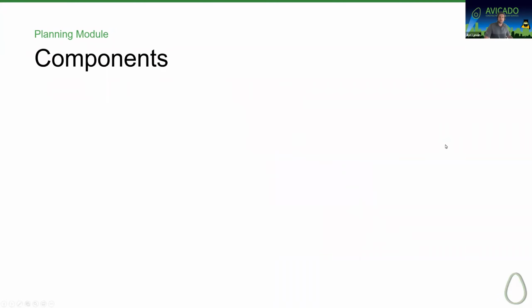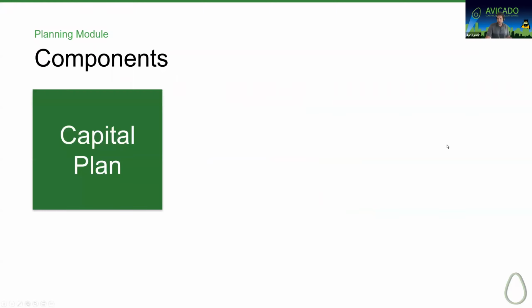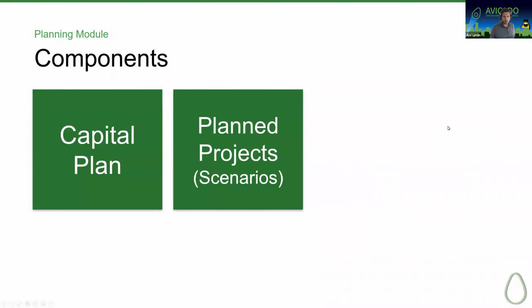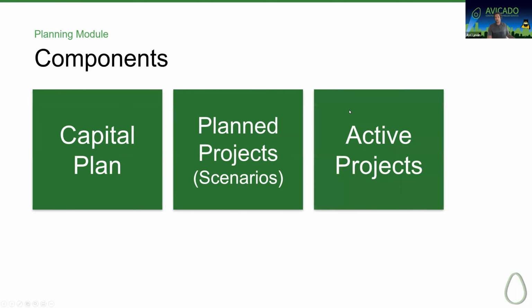So the components of the planning module: the capital plan, which is the interface after all the data is entered, where you can view, modify, and plan your program. There's a planned projects or scenarios area. This gives you the ability to input projects that are in a planning stage that you don't have an official budget for, and it will show you how it will affect your program's cash flow. It's very flexible, and this is kind of the sandbox area of the module. And then the third is the active projects area, and that's where you can add projects that have an approved budget and cash flow set up.